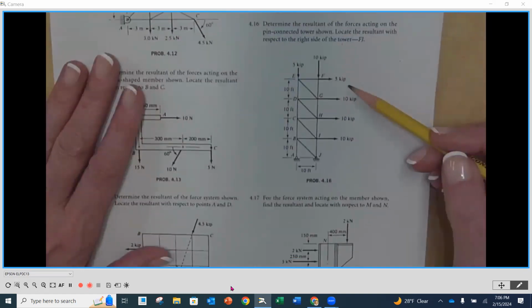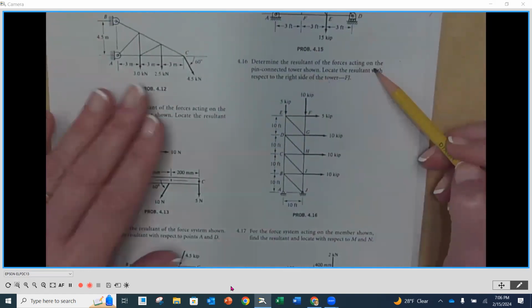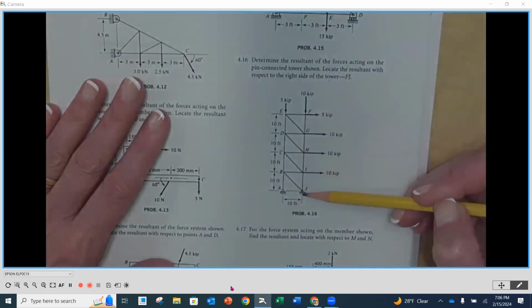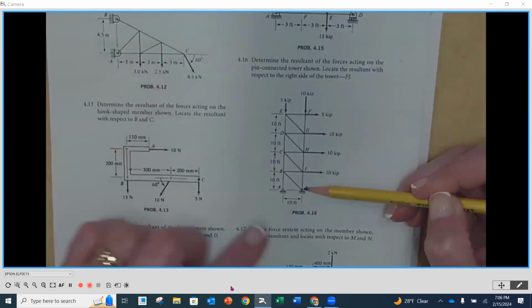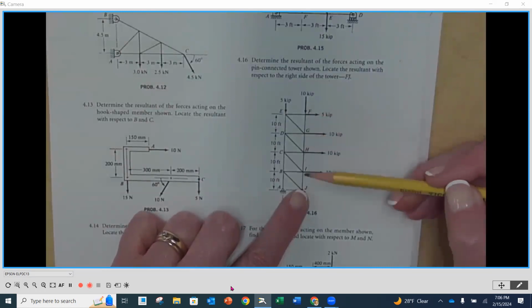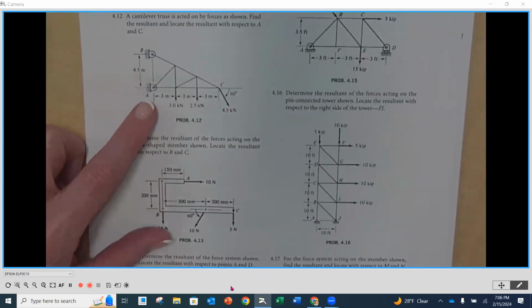Now, 16, like I said, we have these are all on the X and Y axis, and in this one, you're going to determine the resultant. Locate the resultant with respect to line FJ, meaning pick either F or J to sum your moments around, and that's where your dimension, a Y bar, is going to come from for that one, okay? So just kind of getting a glimpse at that. But let's do problem 412.